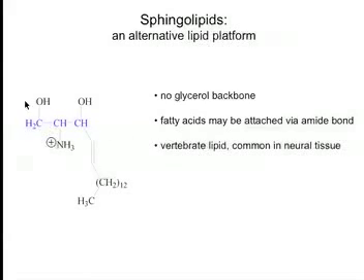We see that we have a similar structure, with a glycerol-like backbone. We've got a couple of hydroxyls, an amino group, and then one long tail. We can attach a fatty acid by a peptide bond, or an amide bond, more properly, right there. We'll frequently see these in the vertebrate lipid component, frequently in neural tissue, so in the brain, for example. That's all I'll say about these. We'll see more sphingolipids in class.